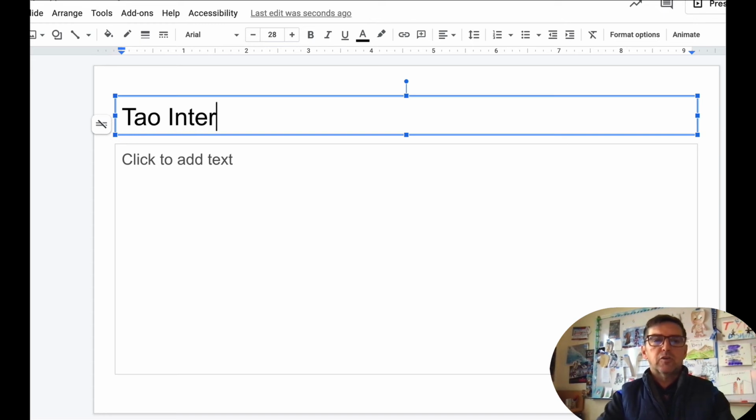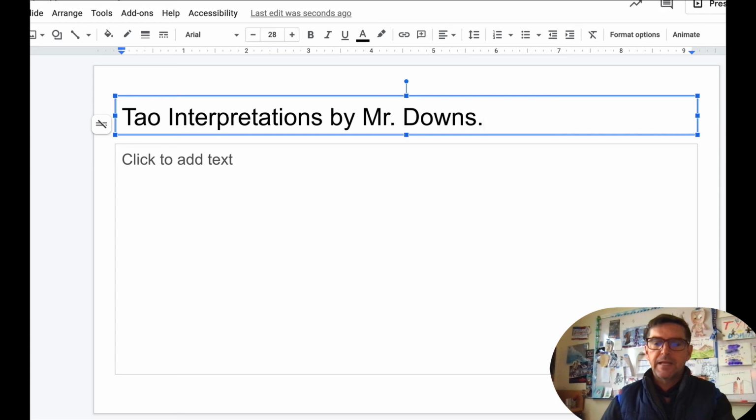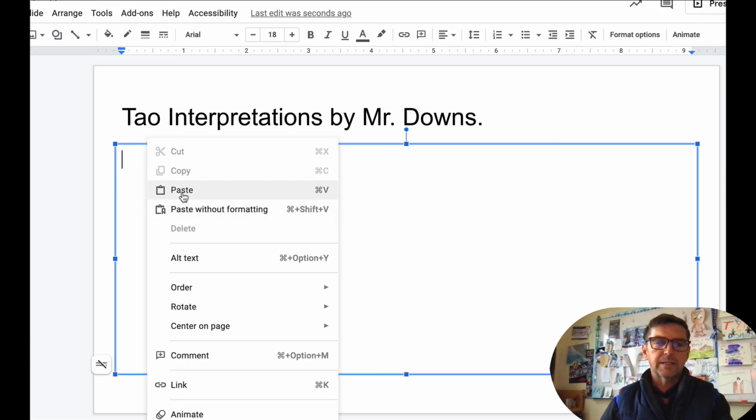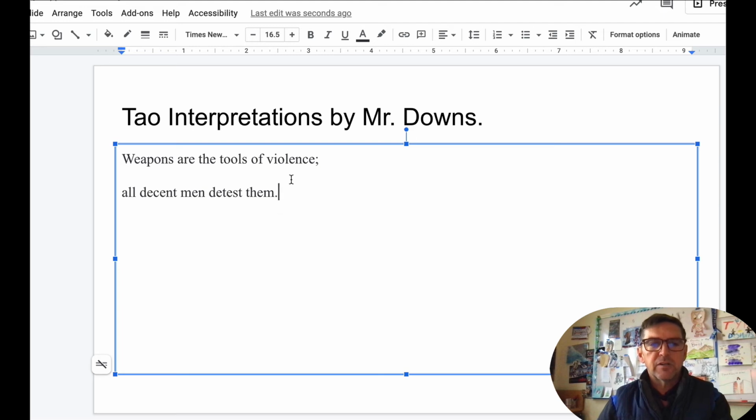Tao interpretations by Kirill. I'm going to say by Mr. Downs, but you say by Kirill. And make a slide for each. So 3 of these. No writing today. Oh, there's writing, but so there's the Tao. What do I think this means?